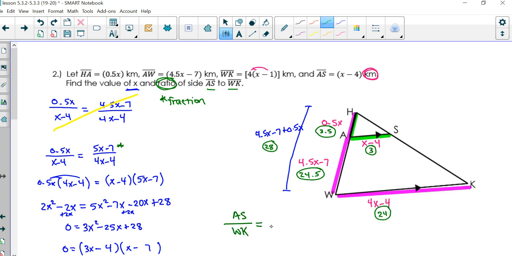Okay, so I just figured out all my side lengths. So side AS is a length of 3, and side WK is a length of 24. So that means the ratio of AS to WK, when I simplify this, is 1/8 if I divide both of those by 3. So this would be my ratio. Okay, and I believe that is it.